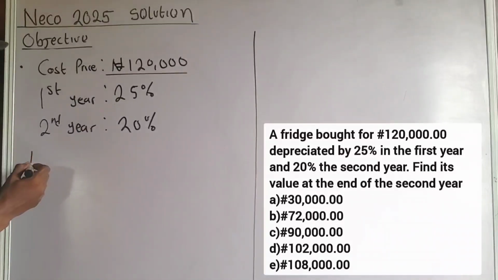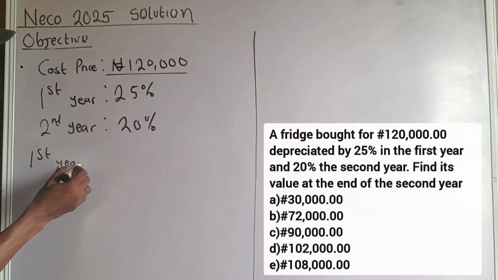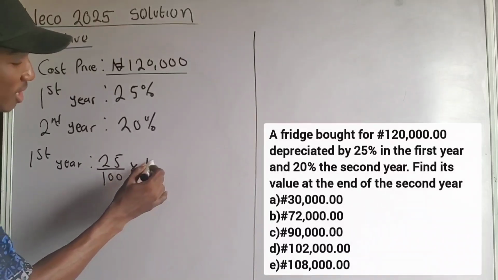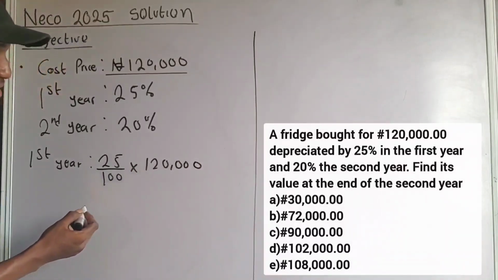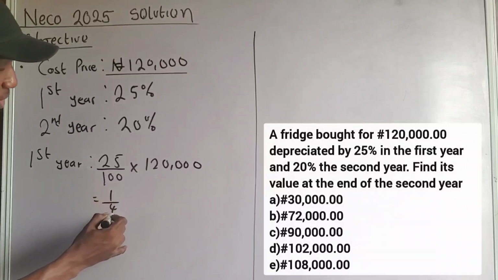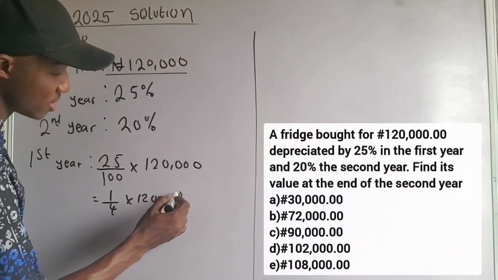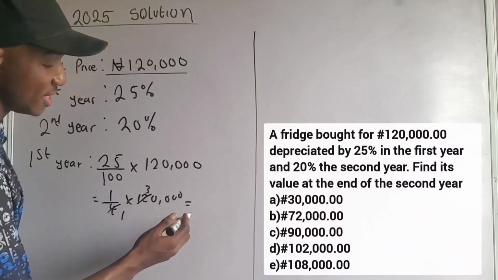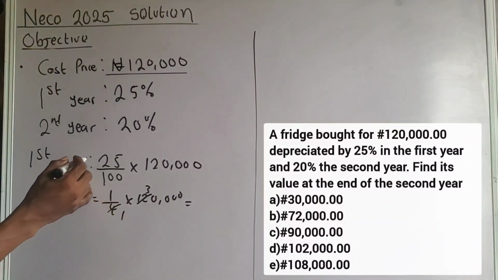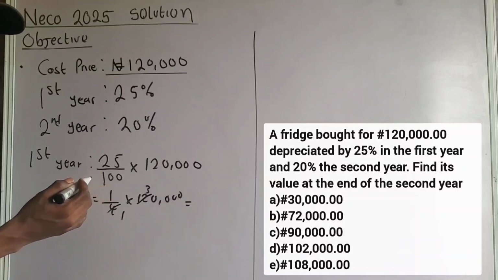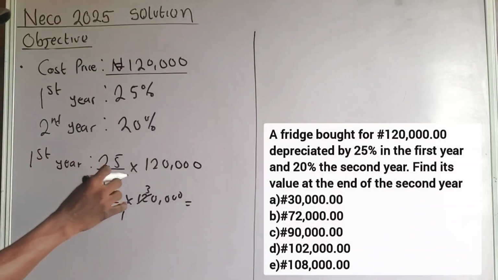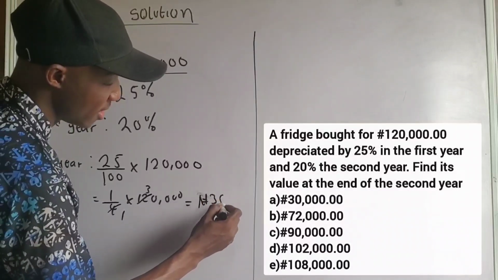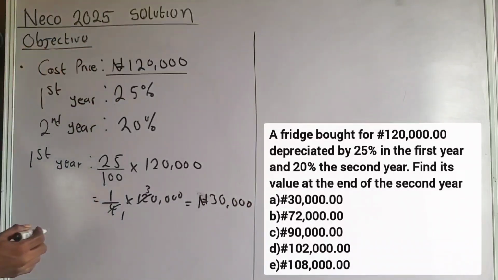So for the first year, I'm going to have 25 over 100 multiplied by 120,000. That will be 1 over 4 times 120,000. 4 into 12 is 3. So the amount by which the cost price of the freezer reduced is 30,000. In the first year, it reduced by 30,000 naira.